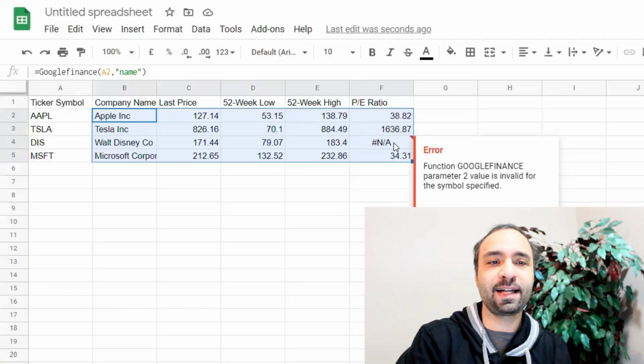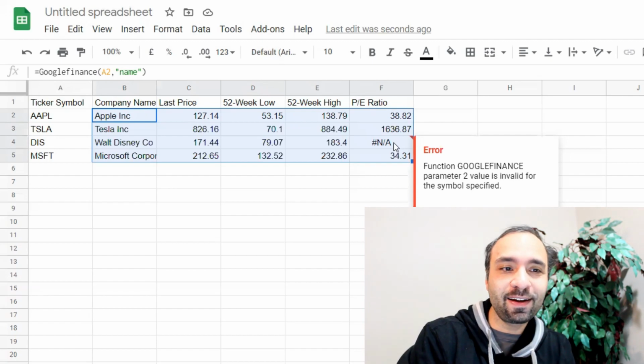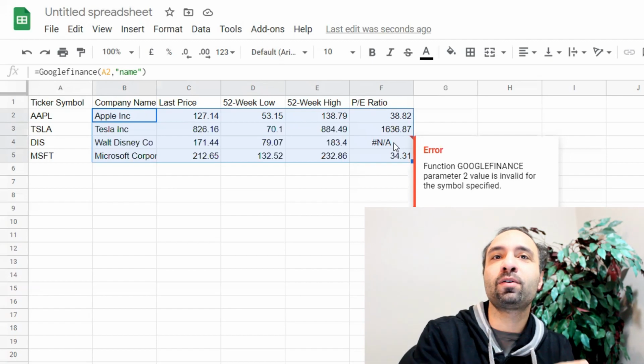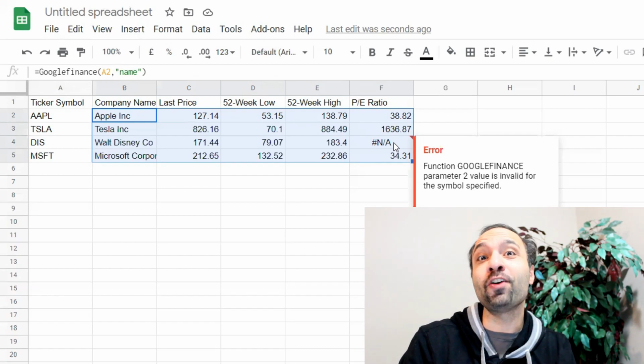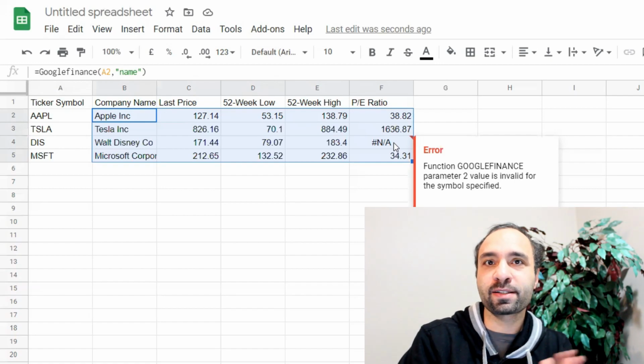So one thing you've got to notice for Disney, it gave us an error for price to earnings ratio, and the reason is that Disney at this time is loss making. It does not have a positive earnings per share. Because of the pandemic, they had to close down their parks and lay off a lot of their workers and whatnot. So they're not in the best financial situation.